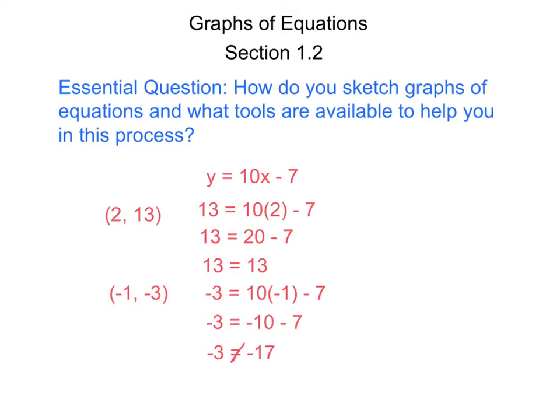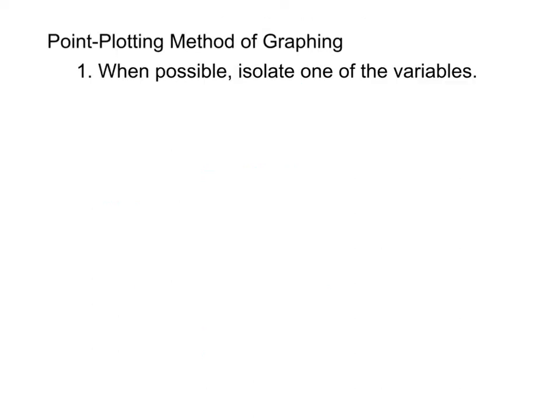So let's say I want to find all the solutions for this equation, y equals 10x minus 7. I've got one solution, which is (2, 13). Well, the easiest way to find all the solutions is to graph this on the xy coordinate plane. And the easiest method for graphing is simply the point plotting method. Step 1 of the point plotting method of graphing is, when possible, isolate one of the variables. In other words, get it so that it says either x equals or y equals.